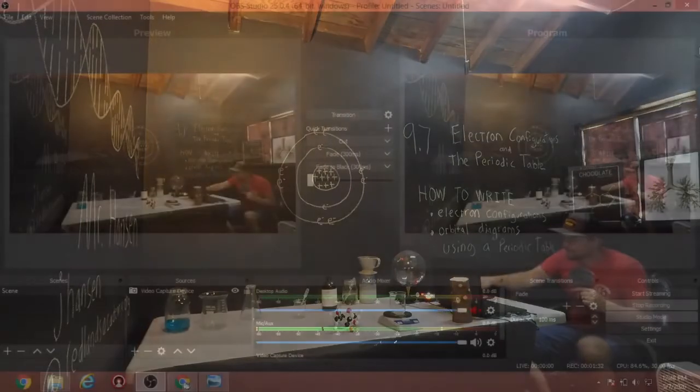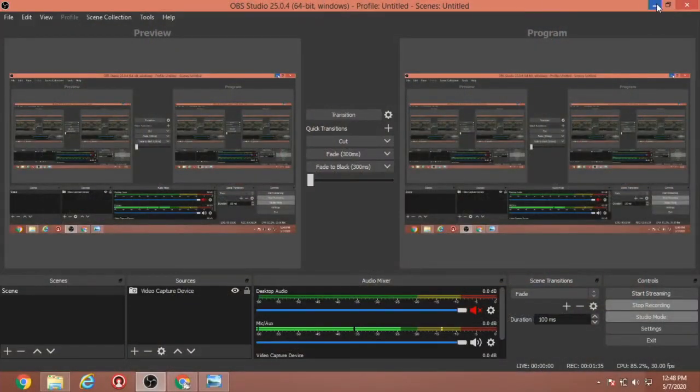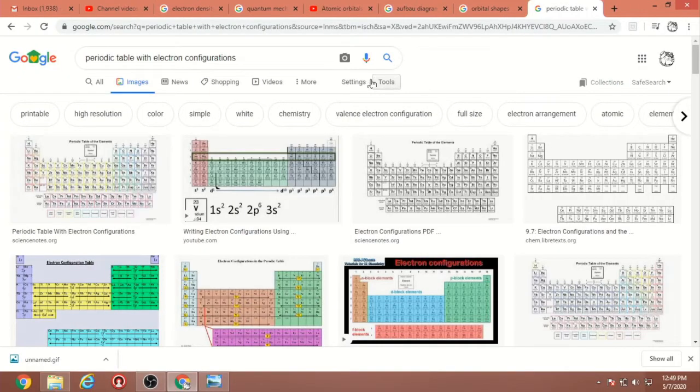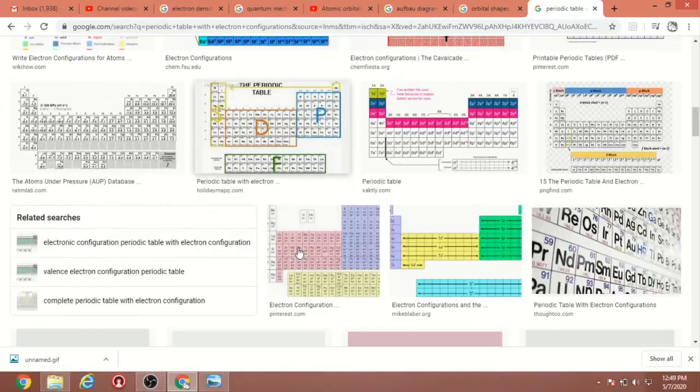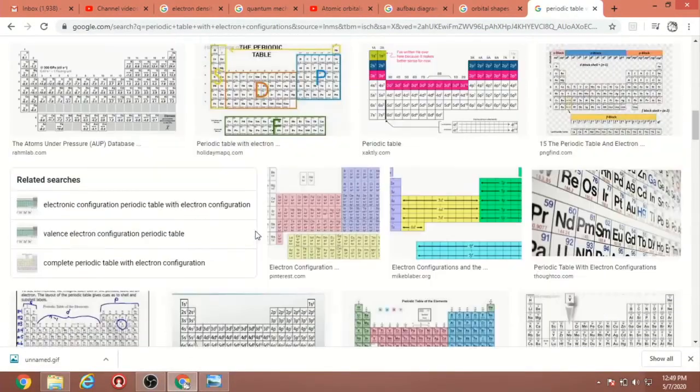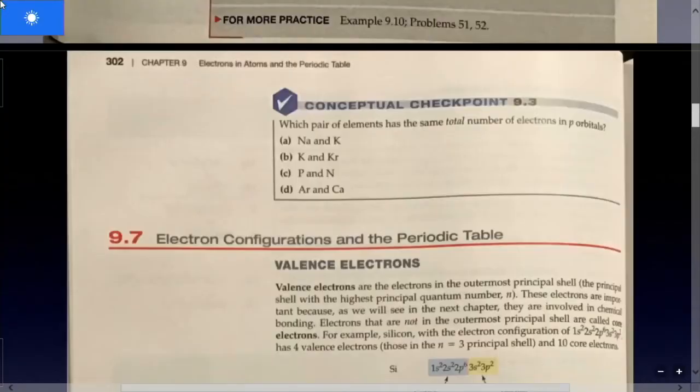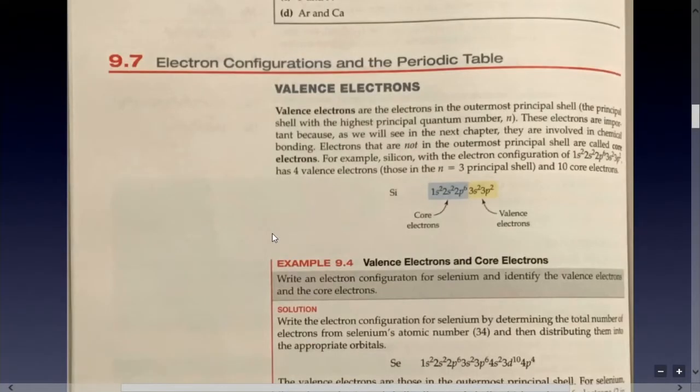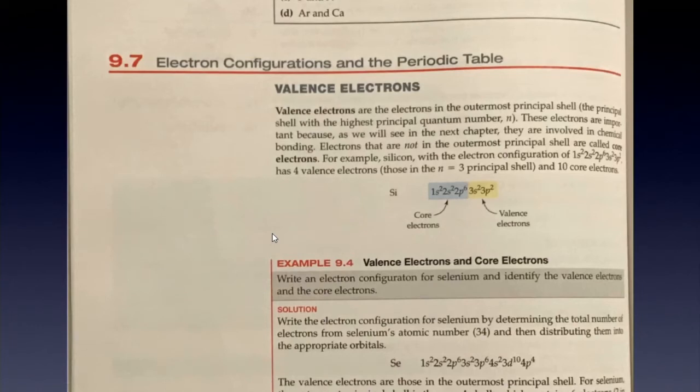So follow along with me as I minimize that, and I'll show you in just a second some really valuable periodic tables that we're going to look at to help us solve these. But here we are, and the first concept we need to discuss, which is pretty important, is valence electrons. So what are valence electrons?